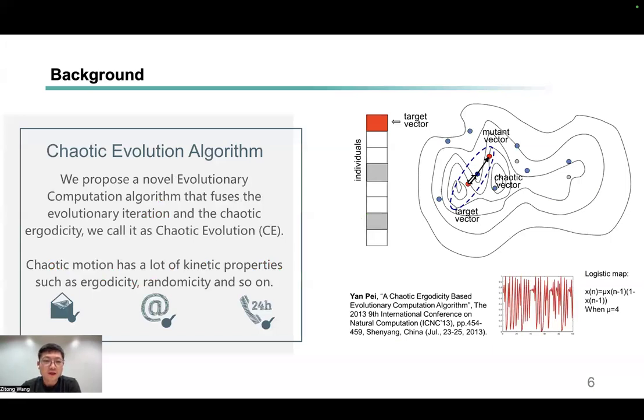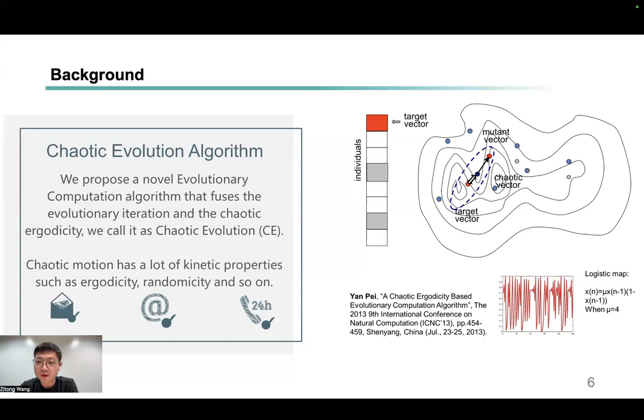Then I will introduce the chaotic evolution algorithm. We propose a novel evolutionary computation algorithm that fuses evolutionary intervention and chaotic ergodicity. We call it chaotic evolution, CE. Chaotic motion has a lot of kinetic properties such as ergodicity, randomicity, and so on. We can see this figure on this slide to get a better understanding.